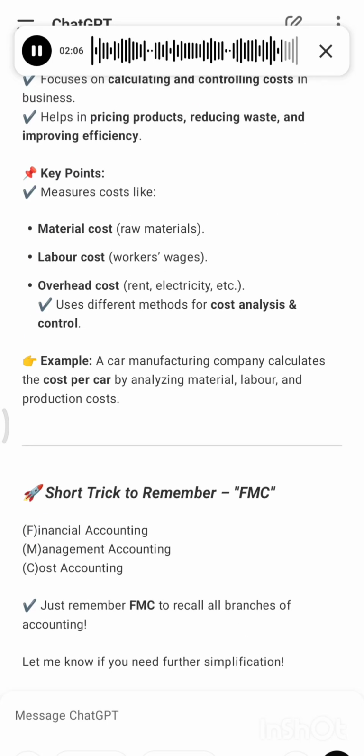Short trick to remember: FMC, financial accounting, management accounting, cost accounting. Just remember FMC to recall all branches of accounting. Let me know if you need further simplification.